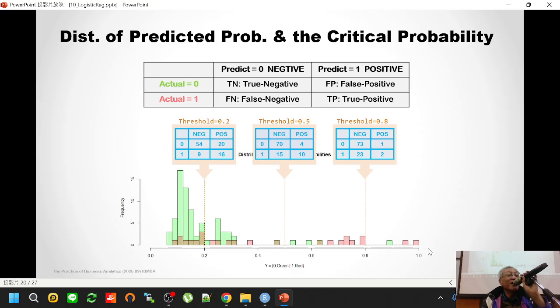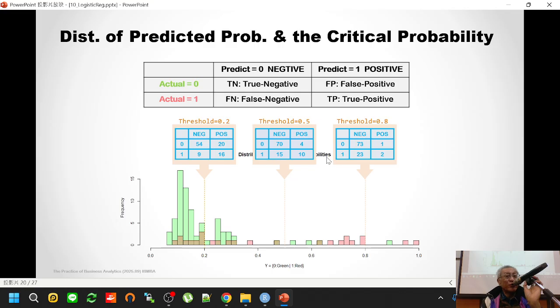If I set the threshold to 0.8, only 3 points will be classified by the model as positive, okay? And out of these 3 points, 2 points are actually red, right? So these 2 points we predicted right, and this point we predicted wrong, isn't it? Okay?